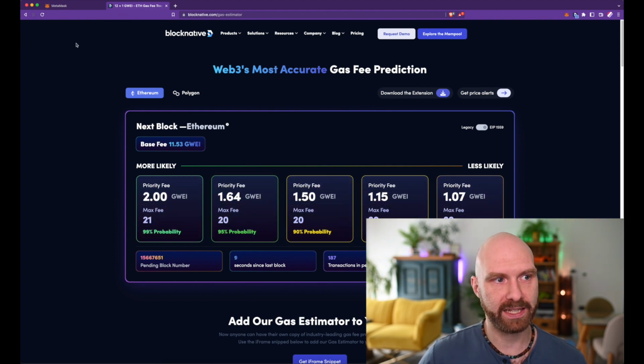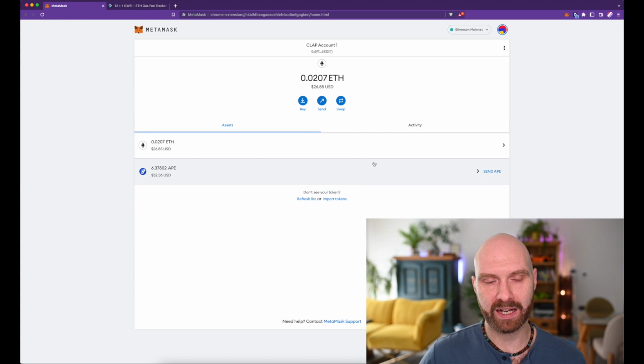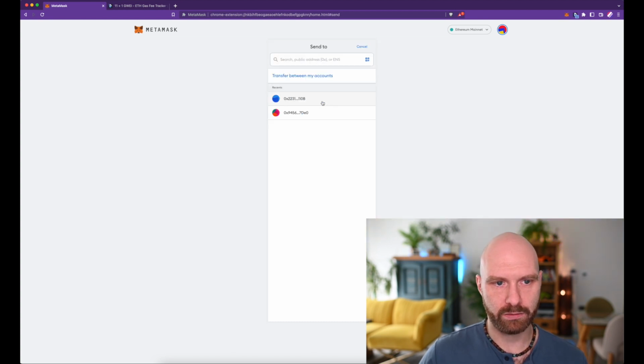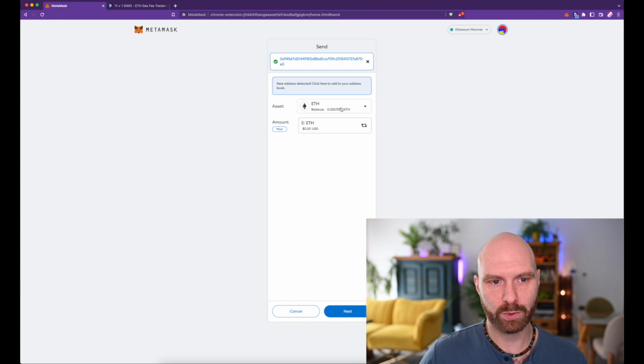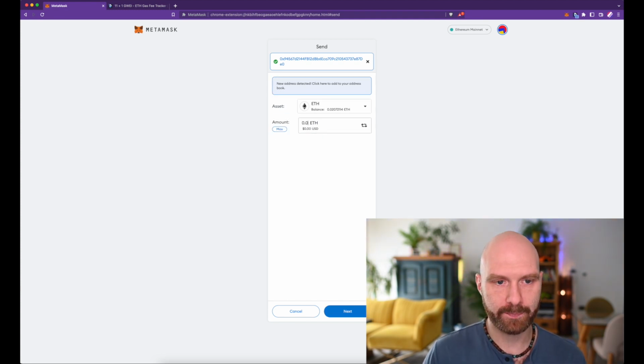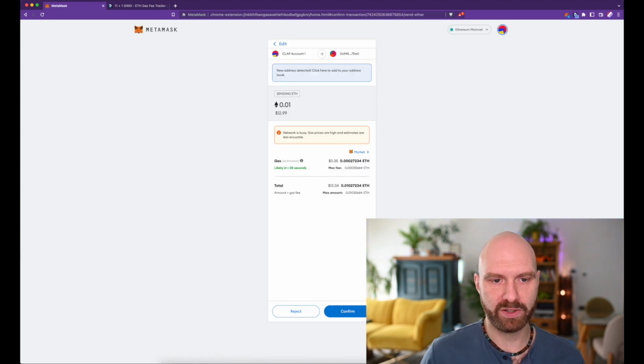How can you enter those settings? Well, if you go to MetaMask, it doesn't matter whether it's in a full view window or just a little pop-up here, I will try to send a bit of ETH to some other account. It doesn't matter what kind of transaction it is. The principle will always remain the same. So I'm just sending 0.01 ETH to another account.